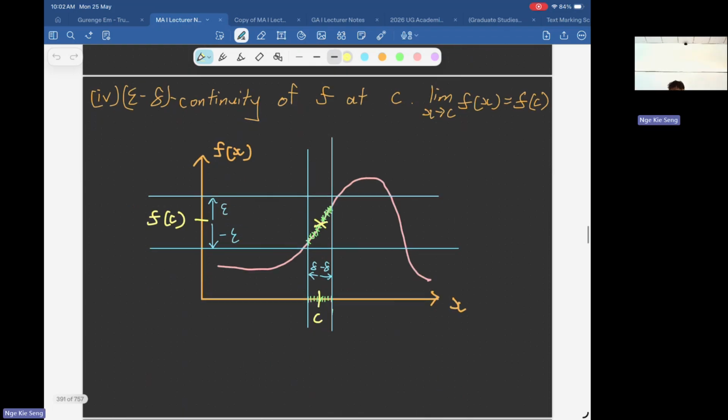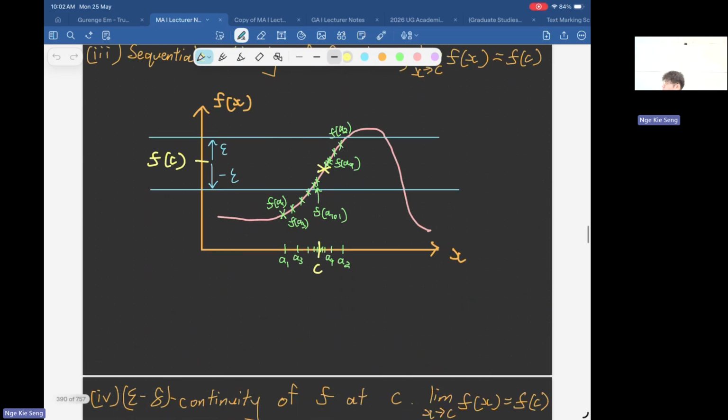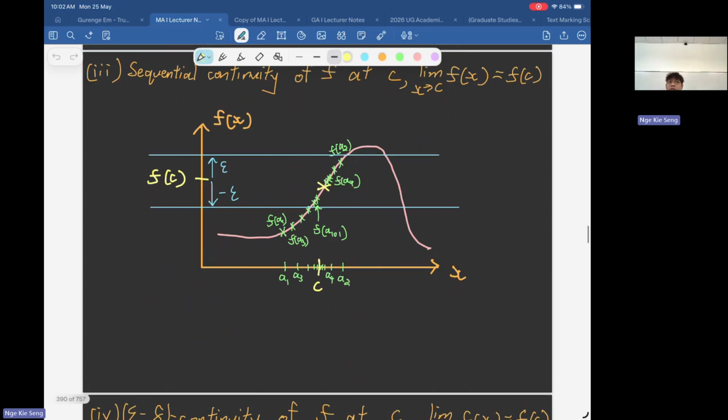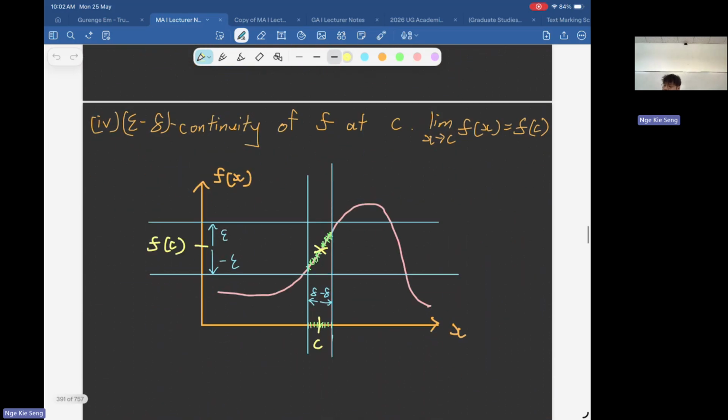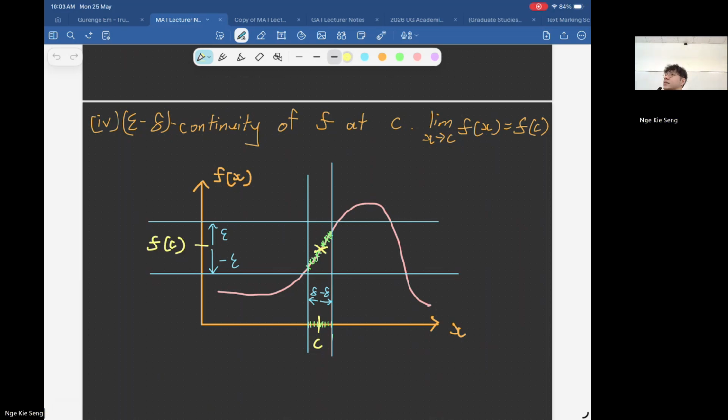And then we can describe it using an epsilon delta definition. So what does it mean here? It means that in the domain, you're no longer looking at a limit point, you're looking at some neighborhood around the limit point. You see here the x-axis: for sequential continuity, we consider some convergent sequence, but in epsilon delta, we look at what we call an open set or neighborhood.